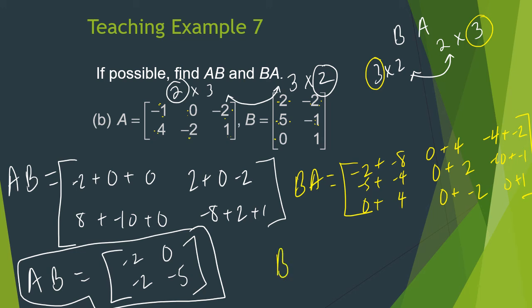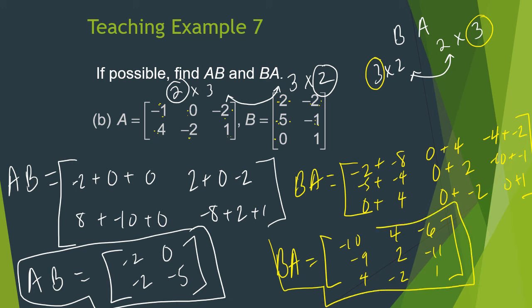And so B times A equals -2 plus -8 is -10. -5 plus -4 is -9. 0 plus 4 is 4. 0 plus 4 is 4. 0 plus 2 is 2. 0 plus -2 is -2. -4 plus -2 is -6. -10 plus -1 is -11. And 0 plus 1 is 1. And that would be your B times your A.